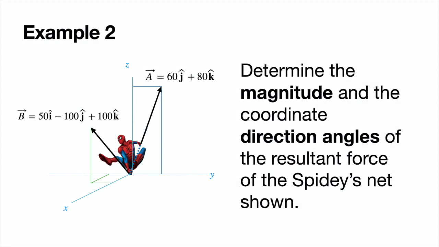Okay, now let us try to do the second example. In this example, shown in the figure over here, the Spider-Man is shooting its web in 2 different directions. So, you need to calculate the resultant force's magnitude and also the direction angle. So, kalau tengok sini, if you look at the Cartesian vector, dia ada i, j, k, meaning it is a 3-dimensional kind of problem.